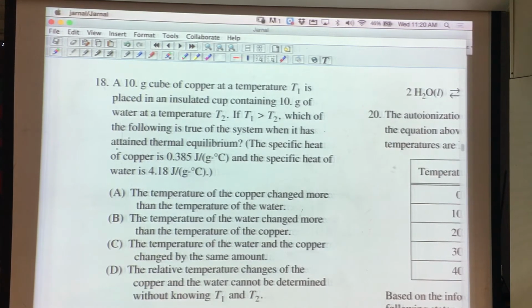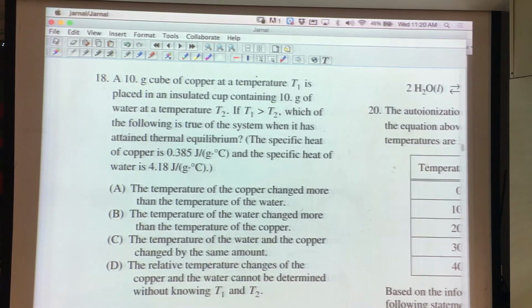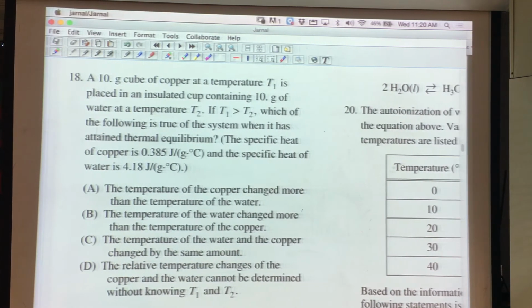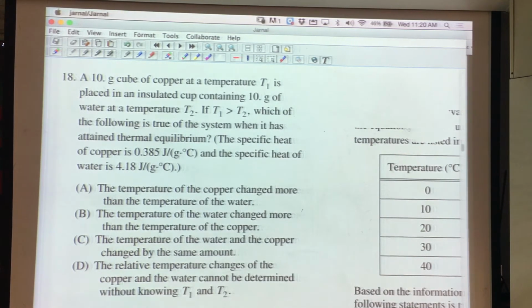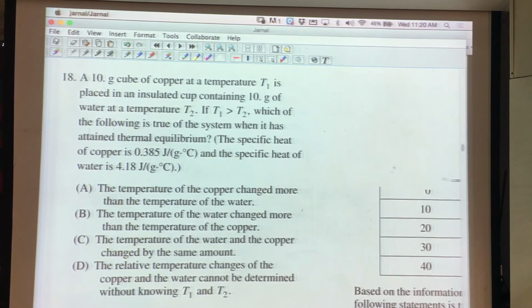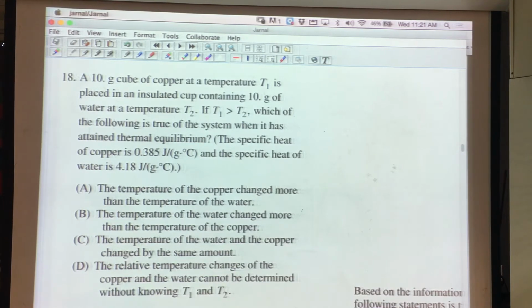So number 18. Gosh, I've seen this one over and over and over. It seems they love simple calorimetry. So in my opinion, it's really good to draw. Now you probably don't need it for this question because they want you to understand what specific heat is. If you've been through enough of these tests, you realize they're always talking about specific heat, okay? But in any case, I got a 10-gram cube of copper, okay, is placed in an insulated cup containing 10 grams of water. Okay, that's not a lot of water, but we have an insulated cup.